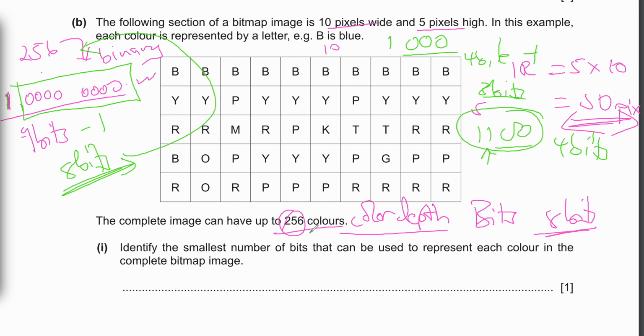When you're given color depth, you can convert it to bit depth by converting the number of colors into binary. So 256 into binary is this, but because I have trailing zeros, I subtract 1 to leave me with 8 bits. You get it? So we're asked to identify the smallest number of bits that can be used to represent each color in the complete bitmap image. We're talking about 8 bits. That's going to be my solution.